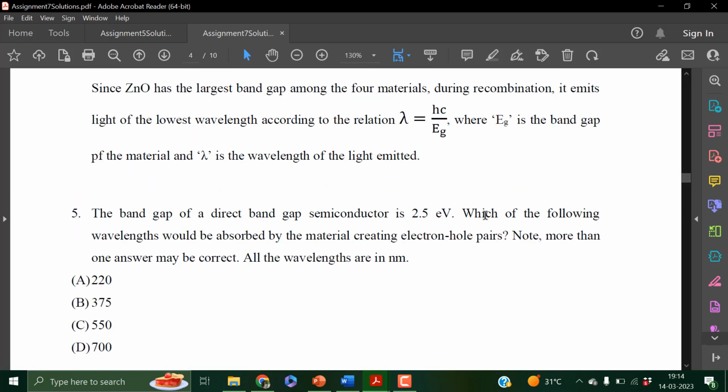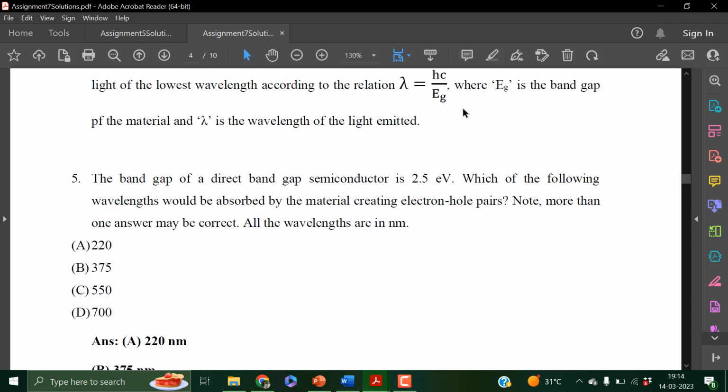Find the band gap of direct semiconductors given. Which of the following wavelengths would be absorbed by the material? Not more than one answer may be correct. I used the energy and frequency relation. The band gap of the direct one is given as 2.5 electron volts, so when you divide 1240 by 2.5, it gives 496.